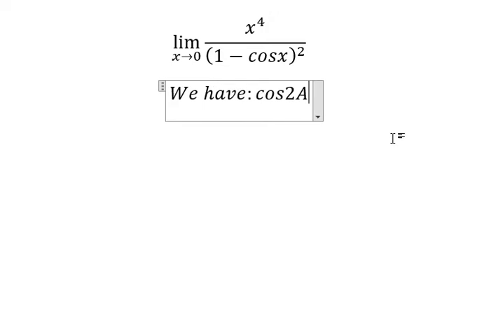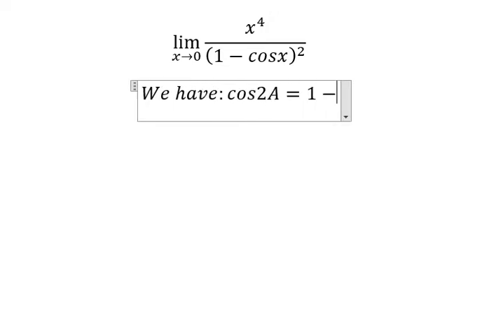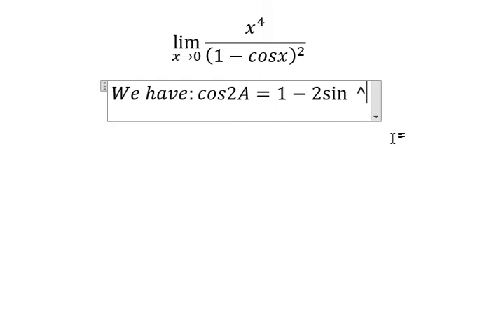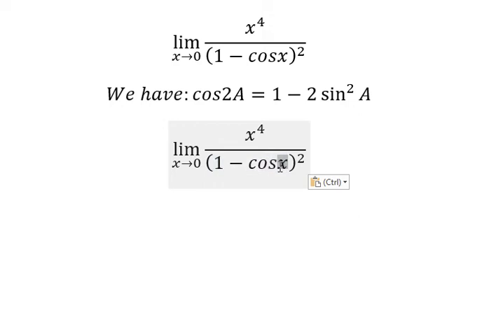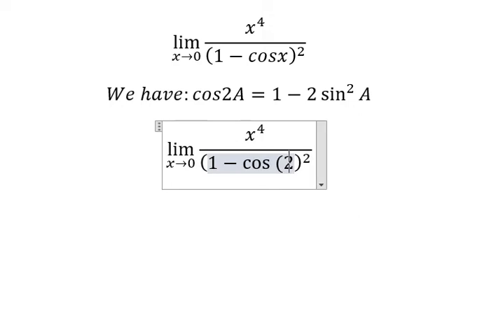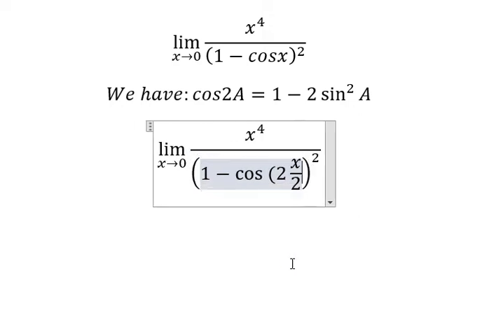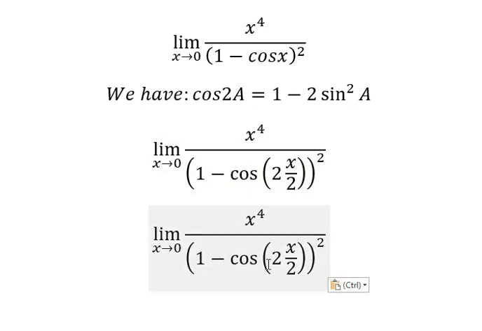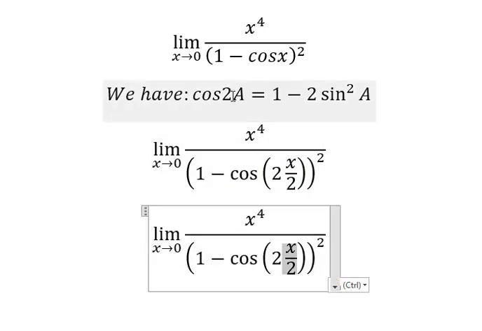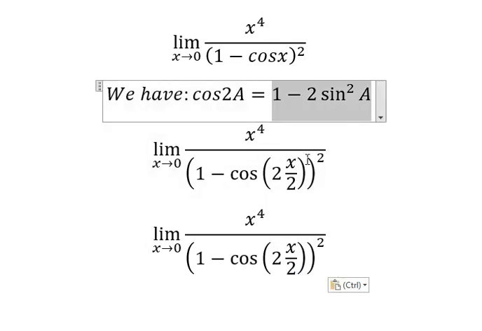Cosine 2A equals 1 minus 2 sine squared A in here. Now about s, that is about number 2 multiplied by s over 2. So capital A, that is about s over 2 in here. And now I need to transform this one into this one.